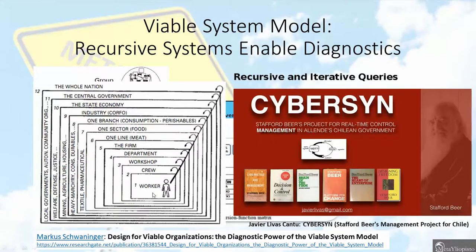Here it shows many levels. There are 12 levels here, from worker to crew and workshop and to the whole nation. And if we use this kind of viable system architecture, it's possible to understand relations in order to find problems and in order to correct them.